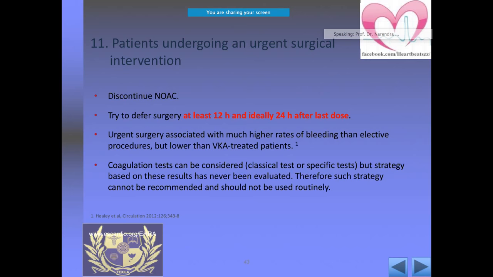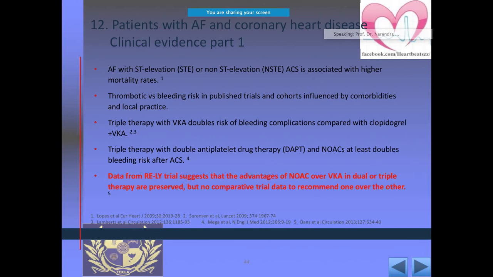And when a patient is undergoing an urgent surgical intervention, discontinue the NOAC, and you can wait 12 to 24 hours after the last dose. In urgent surgery, where there is a higher risk of bleeding than in the elective procedure, you should be a little bit careful as well, and you should strategize about the different things which are going on.